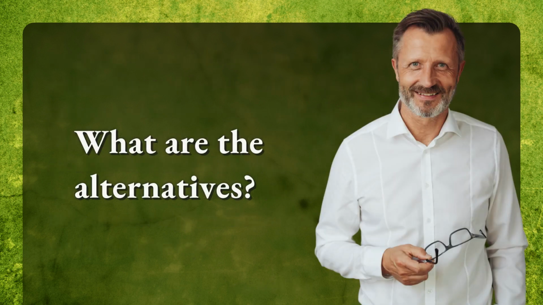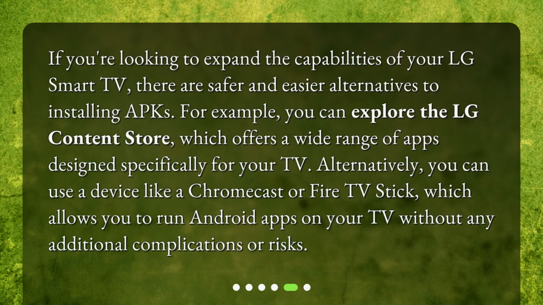What are the alternatives? If you're looking to expand the capabilities of your LG Smart TV, there are safer and easier alternatives to installing APKs. For example, you can explore the LG Content Store, which offers a wide range of apps designed specifically for your TV. Alternatively, you can use a device like a Chromecast or Fire TV Stick, which allows you to run Android apps on your TV without any additional complications or risks.